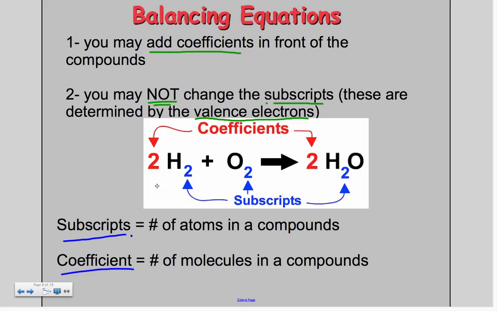So you may need to write this in your notebook. Translation: you need to put this in your notebook. The coefficients are the big numbers. Subscripts, if you can remember subways, or from 6th grade subduction, the subscripts are the smaller ones. This tells me my number of atoms within the compound, and the coefficients tell me the number of molecules in the compound. So it's a little different.